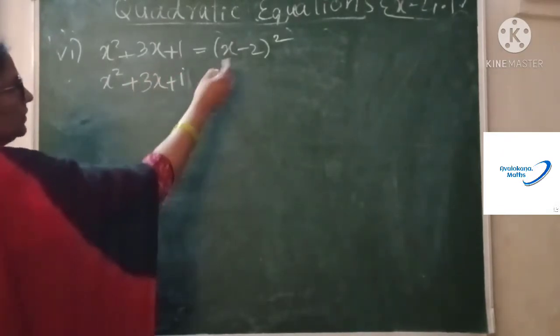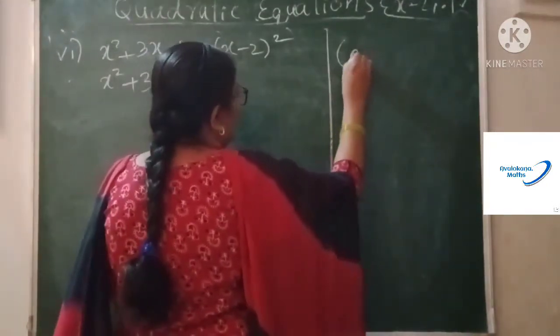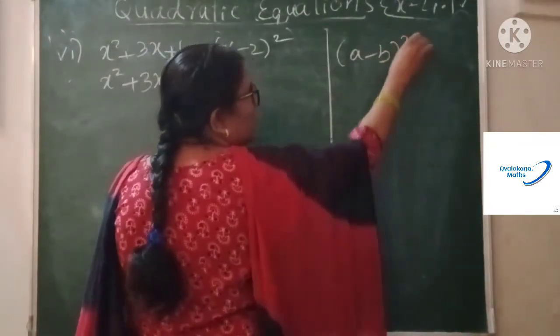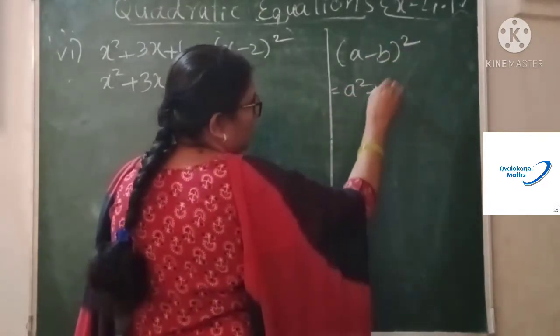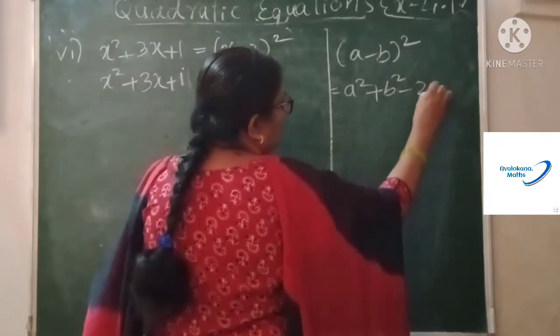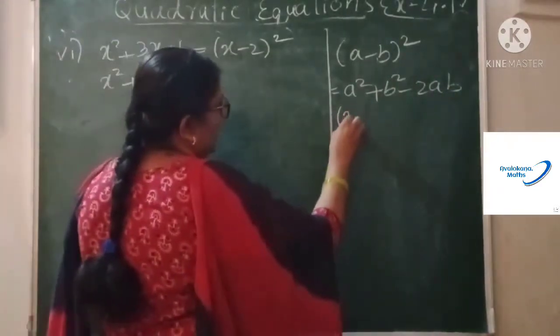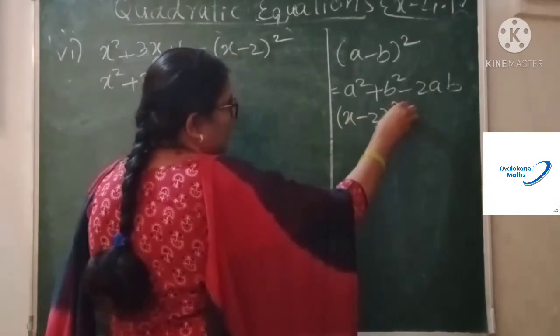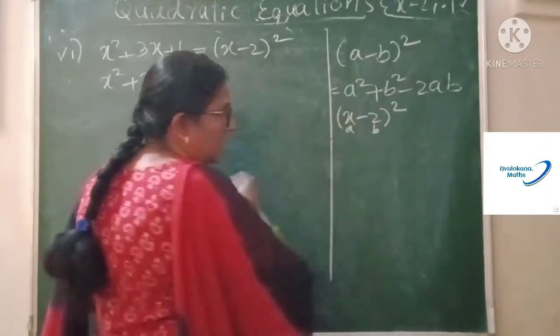Sorry, is it in the form of what? As I told you, (a minus b) whole square is equal to a square plus b square minus 2ab. So now our expression is what? (x minus 2) whole square. You have x in place of a, and in place of b you have 2.